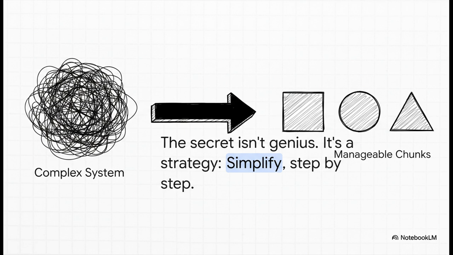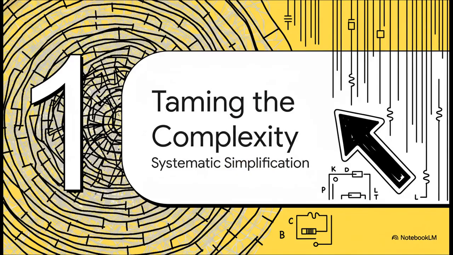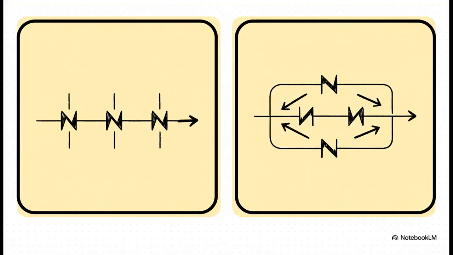The absolute core principle of engineering is taking a massive, complicated system and just breaking it down, piece by piece, into smaller, manageable chunks until the solution kind of just reveals itself. So let's get into it. Our goal right now is to tame this complexity. We're going to use a systematic method, a repeatable procedure that's designed to turn this visual mess into something perfectly logical.